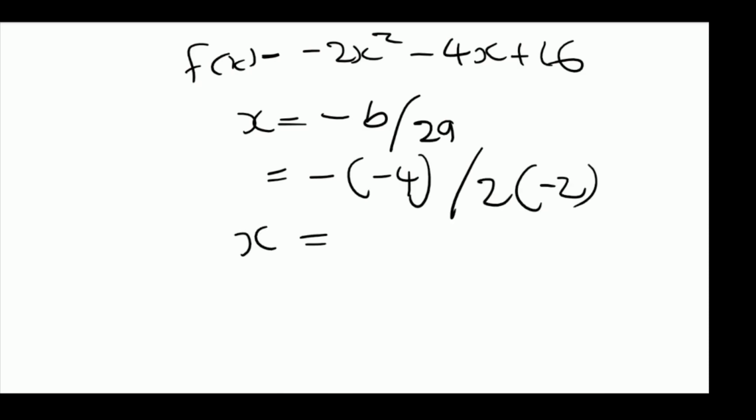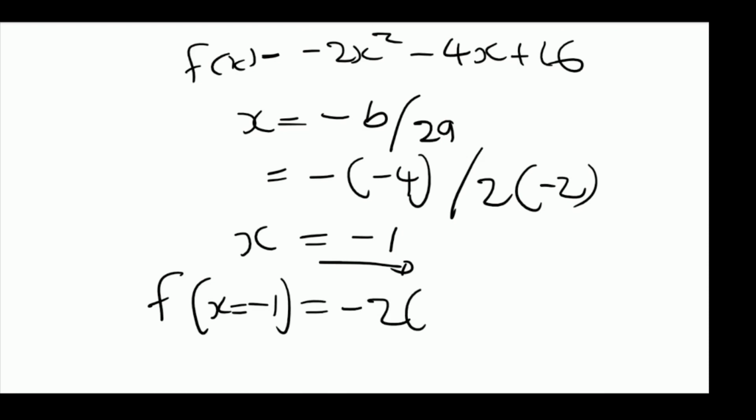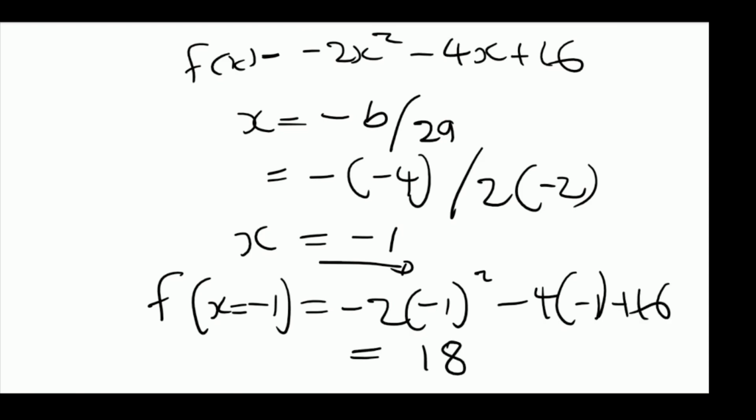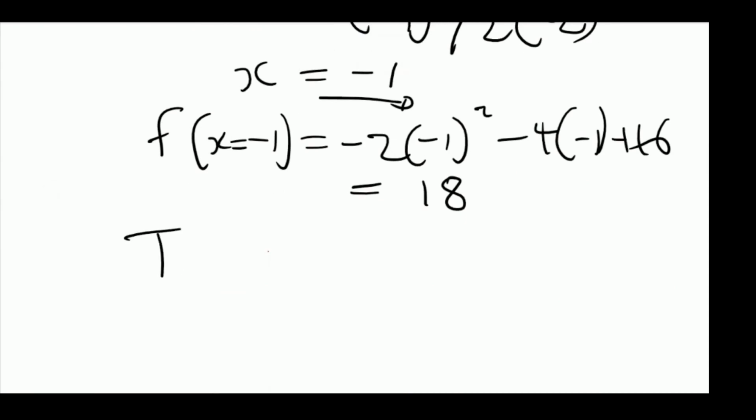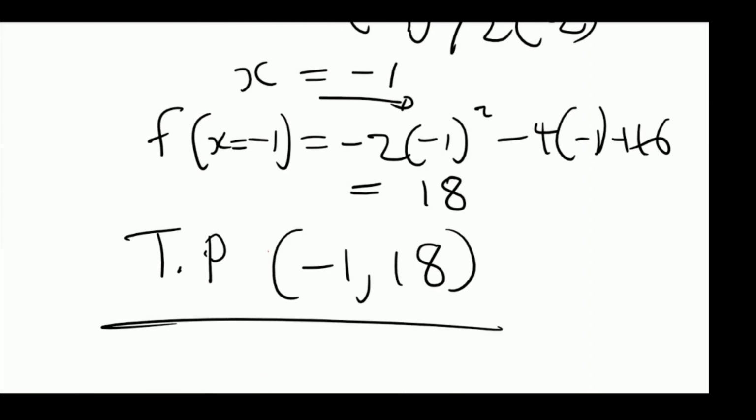So your x value of the turning point will be minus 1, and then you substitute that x value of minus 1 into your original equation of minus 2 into, put minus 1 squared, minus 4 into minus 1, plus 16. So you should get a value of 18. So this means now that your turning point is minus 1 and 18.